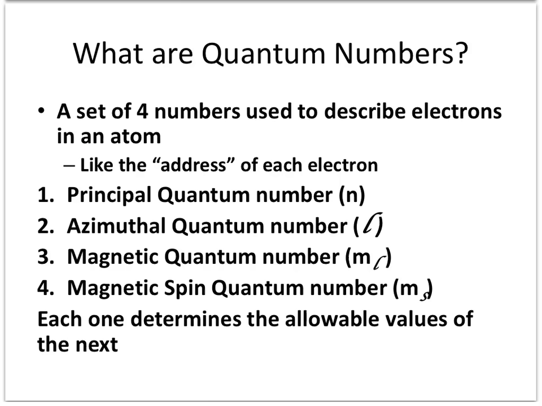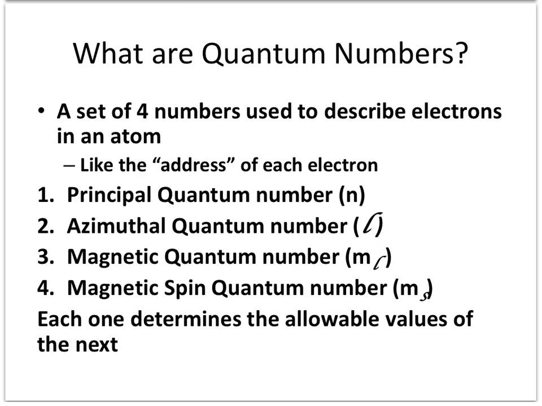So the quantum numbers are a set of 4 numbers used to describe electrons in an atom. It is like the address of each electron. We've come across the principal quantum number already, n, and we'll discuss this a bit more in a few minutes. The azimuthal quantum number, l, the magnetic quantum number, m sub l, and the magnetic spin number, m sub s. What we'll see is that these numbers are based upon the previous one. So the value of n determines which values we can have for l. The value of l determines which values we can have for m sub l.